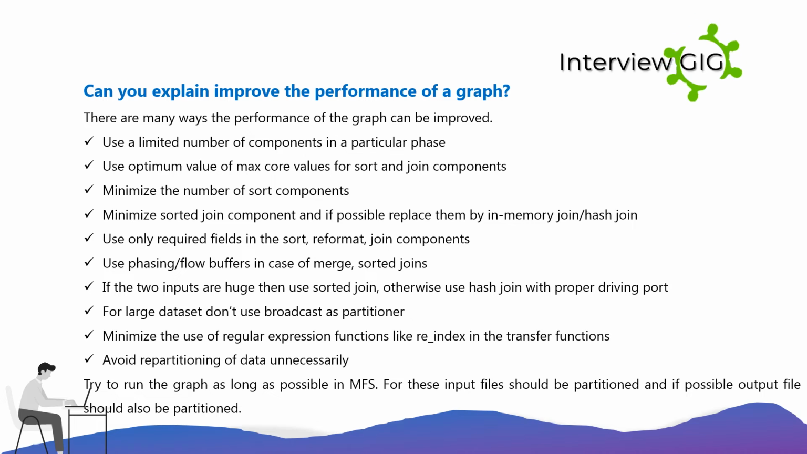Use phasing and flow buffers in case of merge and sorted joins. If the two inputs are huge then use sorted join, otherwise use hash join with proper driving port. For a large dataset, don't use broadcast as partitioner. Minimize the use of regular expression functions like re_index in the transfer functions.